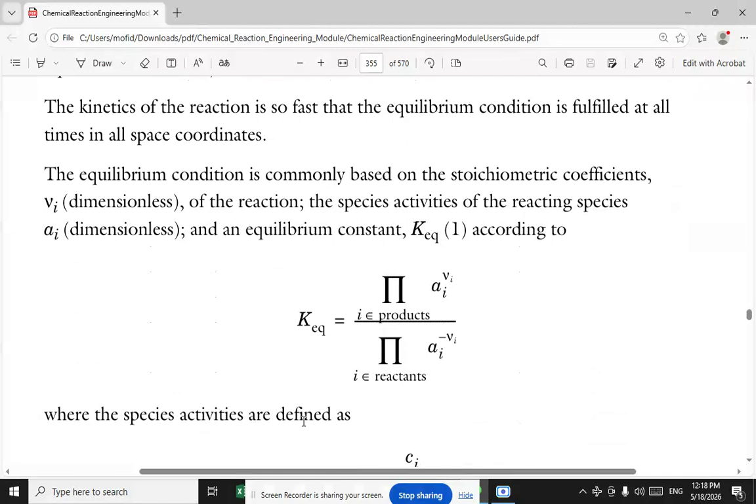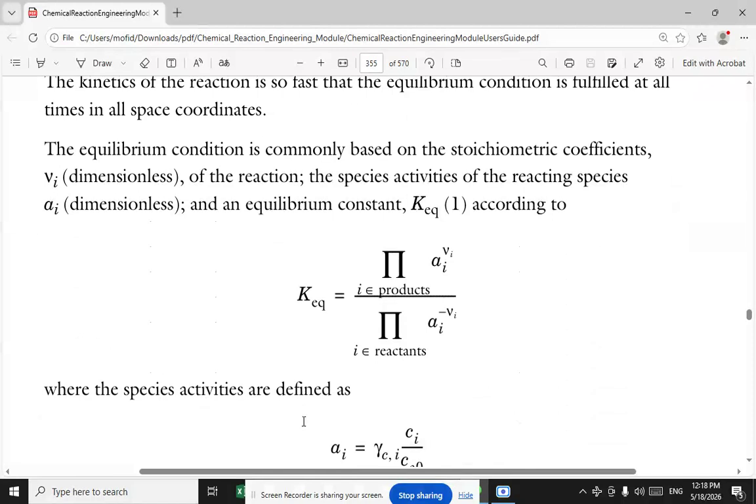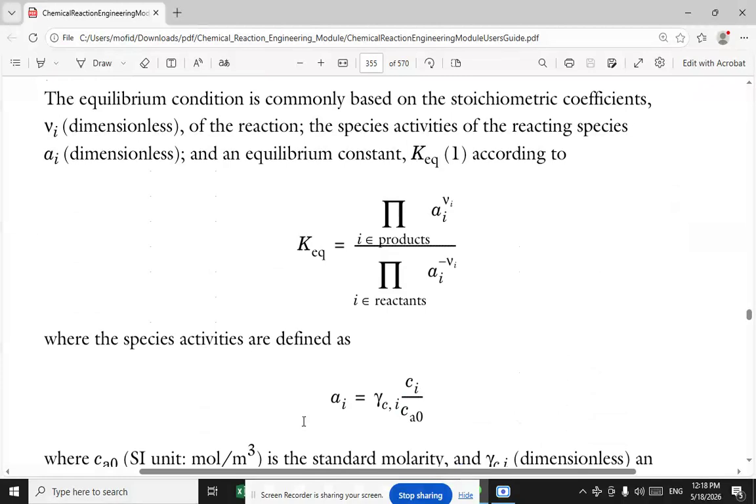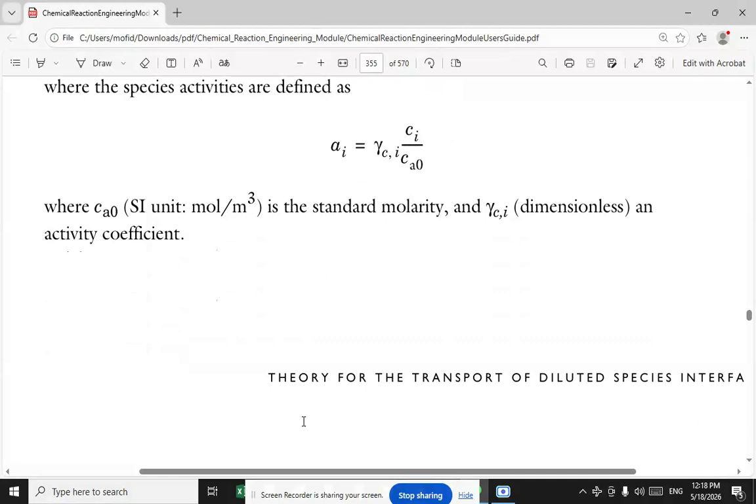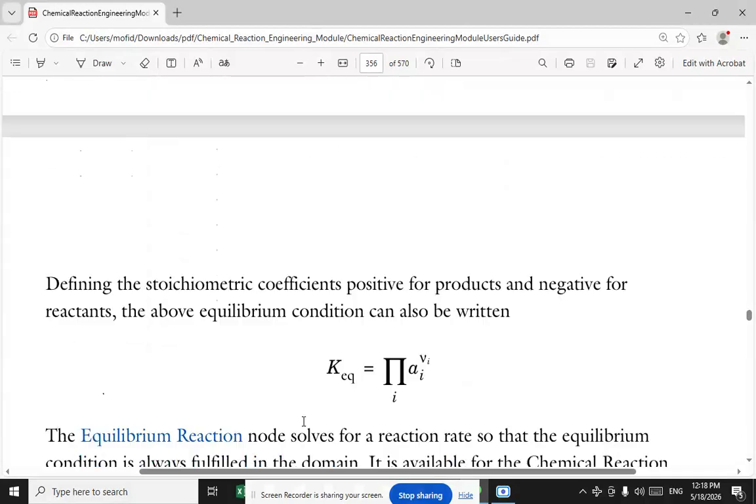The equilibrium condition is commonly based on the stoichiometric coefficients ν_i (dimensionless) of the reaction, the species activities of the reacting species a_i (dimensionless), and the equilibrium constant K_eq, according to K_eq equal to the product over i belonging to products of a_i to the power of ν_i, divided by the product over i belonging to reactants of a_i to the power of minus ν_i, where the species activities are defined as a_i equal to γ_ci times c_i divided by c_i0, where c_i0, based on SI, is 1 mol/m³, the standard molarity, and γ_ci is the dimensionless activity coefficient.